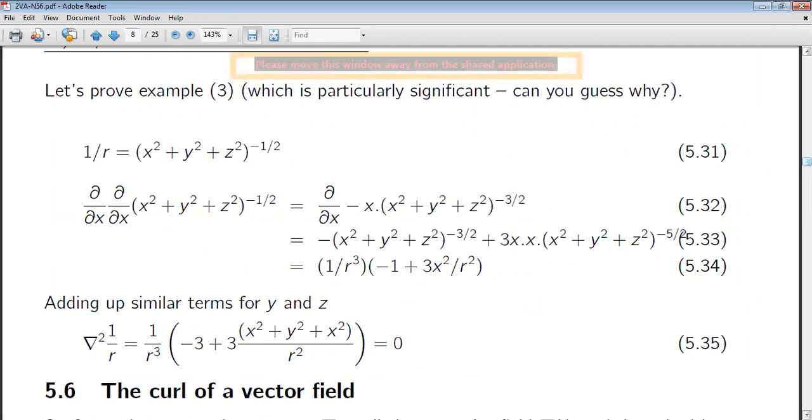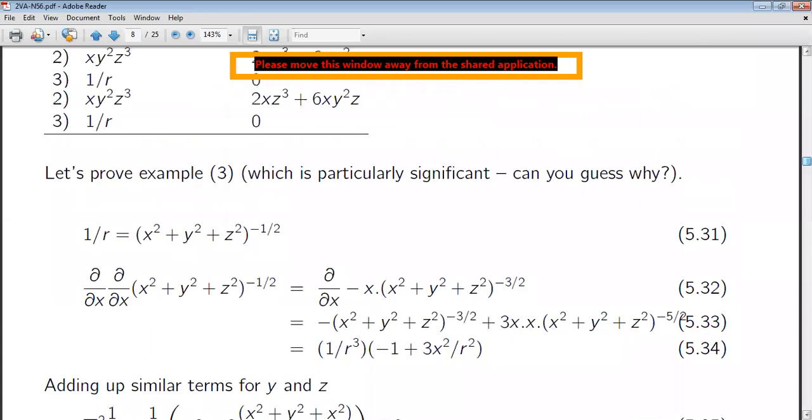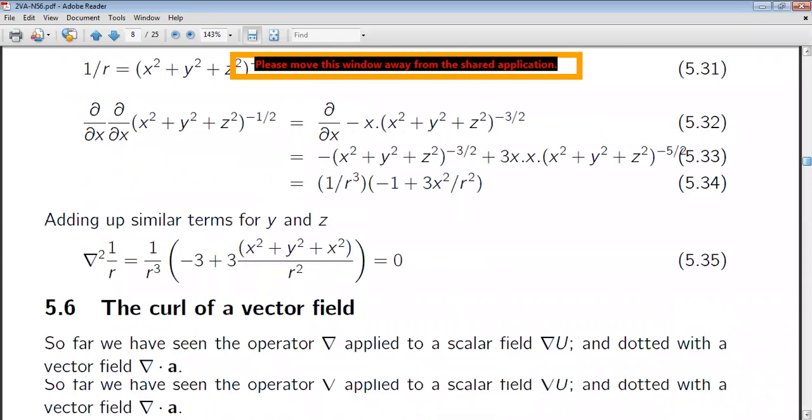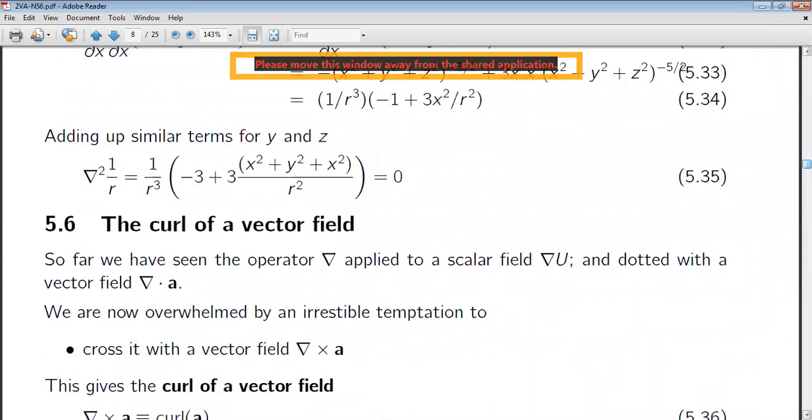The solution of this problem is given here roughly. I will send it to you in the prescribed format or in a brief manner. So the value of the Laplacian operator, Nabla square u, is 0. You will see it is 0. Equation 5.35 gives that the value of the Laplacian operator is 0. Okay, so these are some examples for the Laplacian operator.